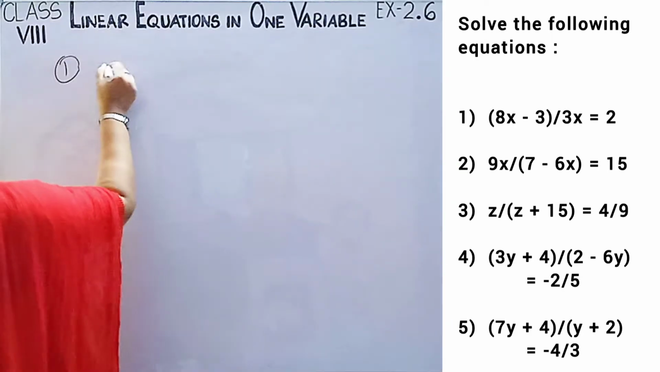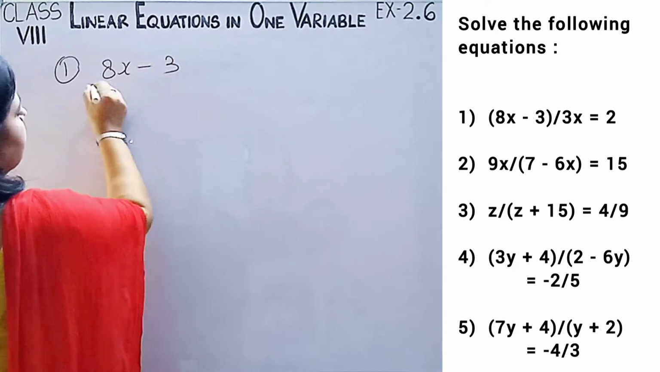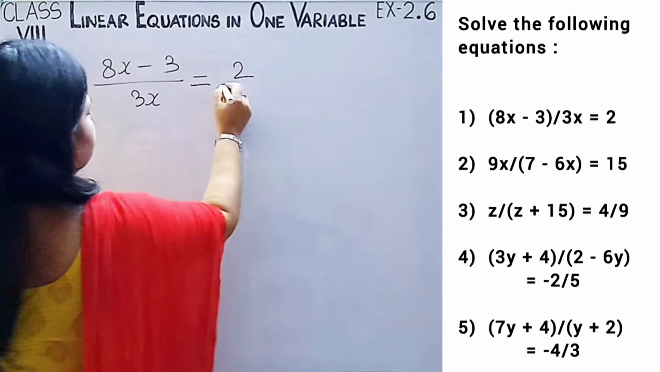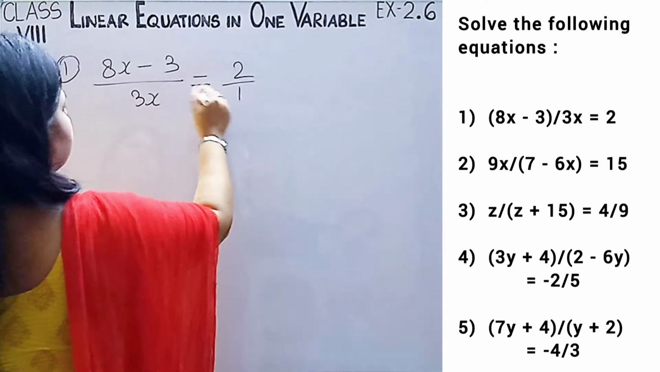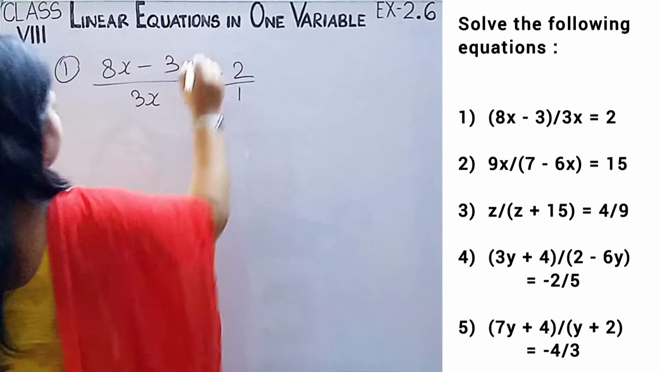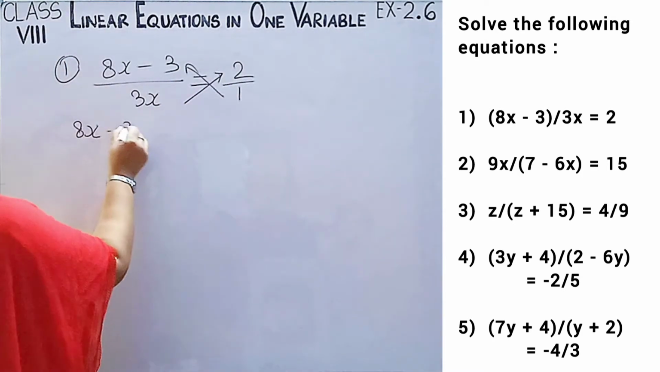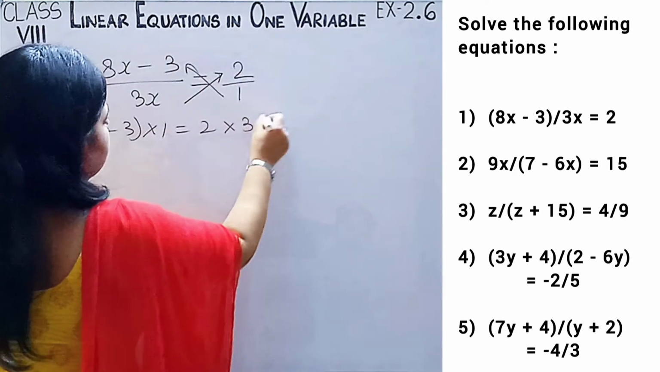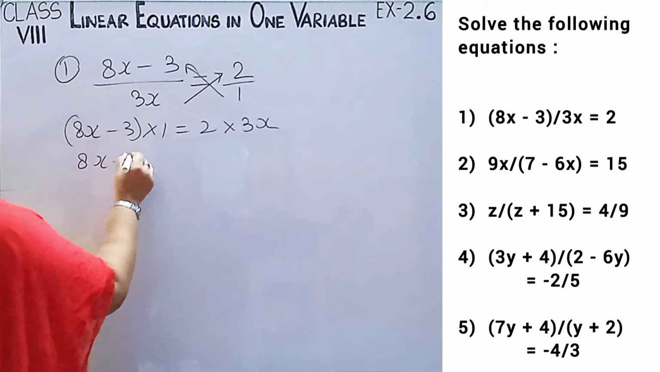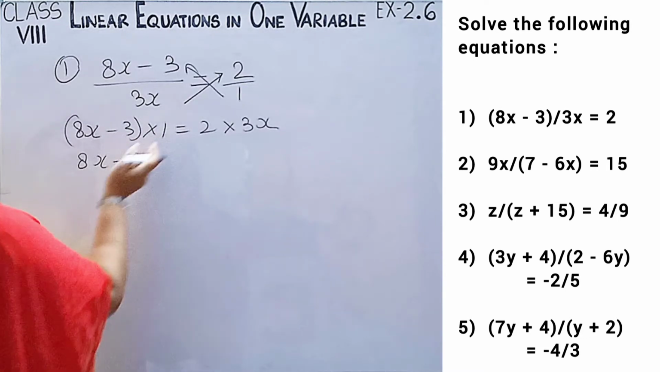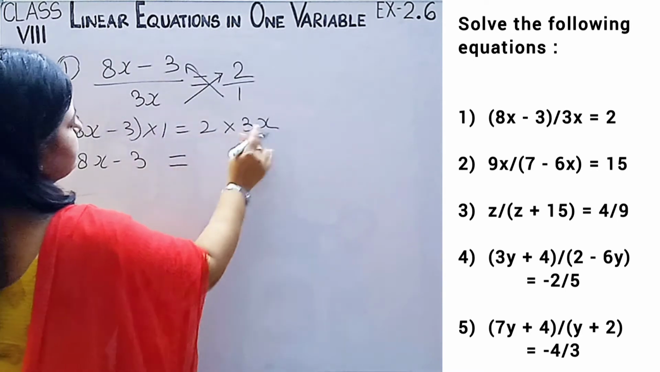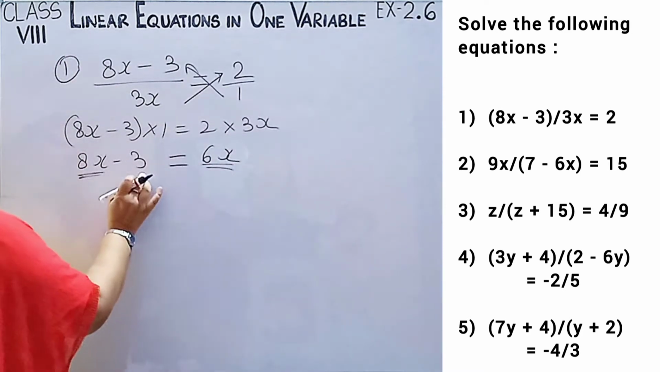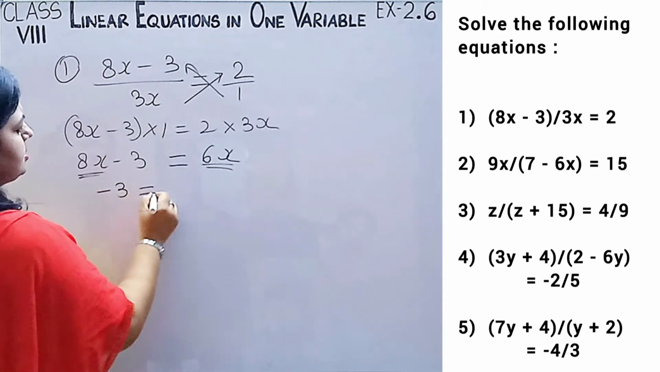Question number 1, (8x minus 3) upon 3x is equal to 2. So we will write down here 1 for cross multiplication. So (8x minus 3) with 1 is equal to 2 multiplied with 3x. So (8x minus 3) we have to multiply with 1. So we will get the same, is equal to 2 3s are 6x. Now separating variable parts from constant part. So minus 3 is equal to 6x.